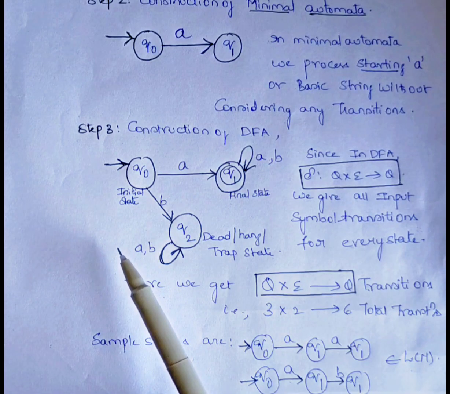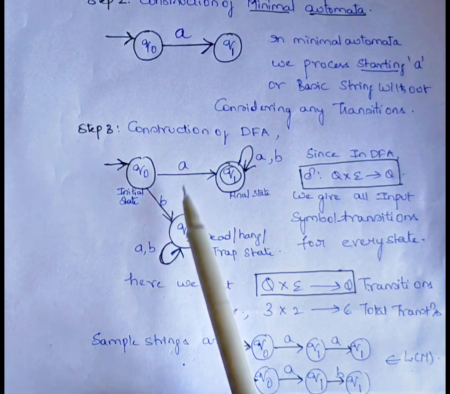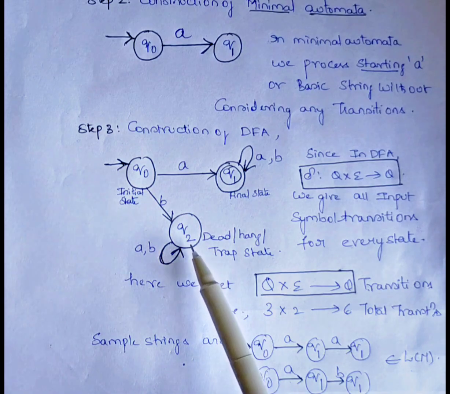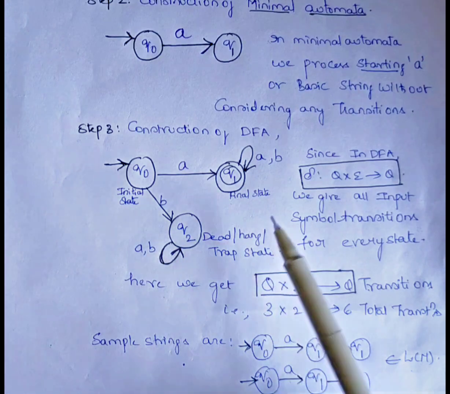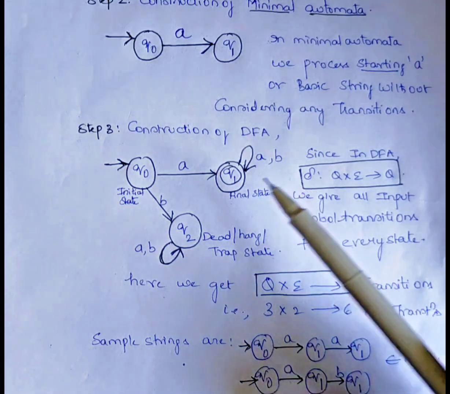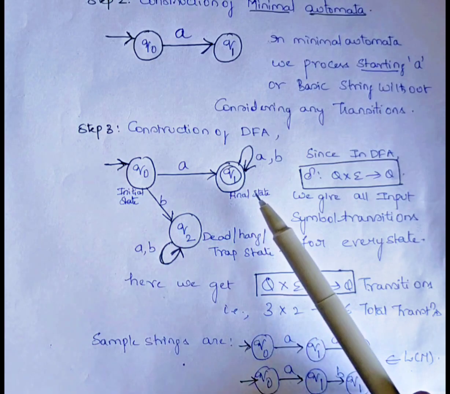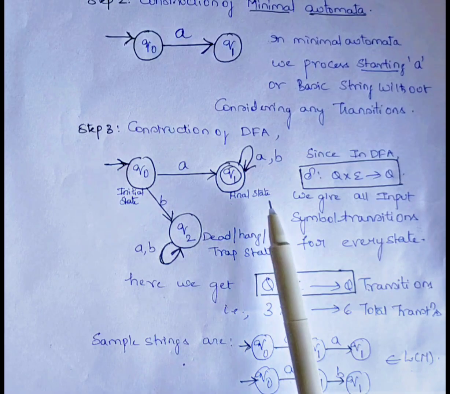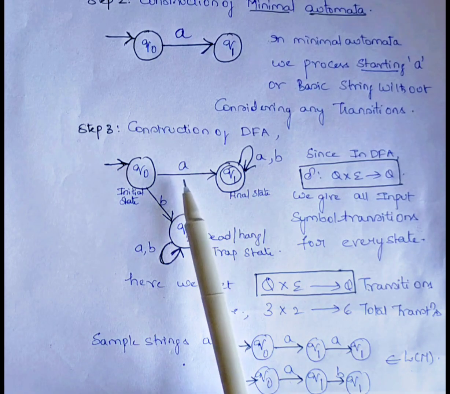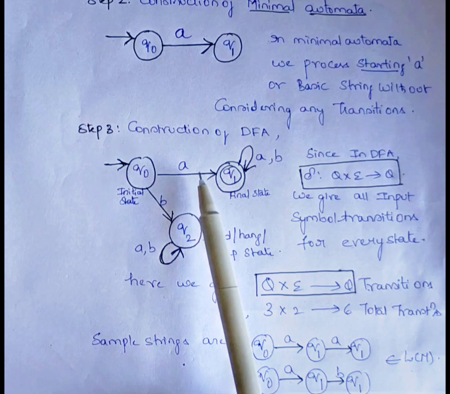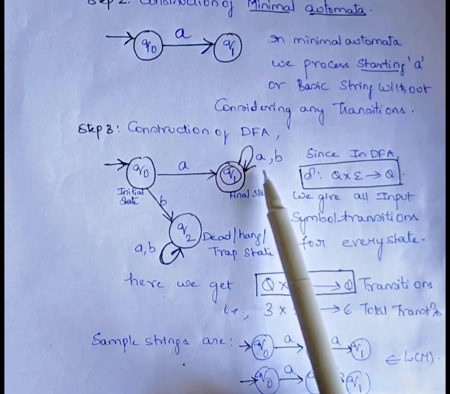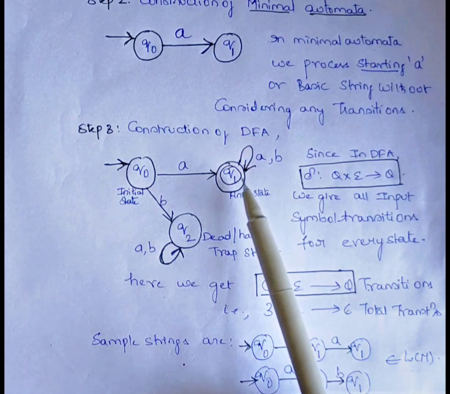Since the language is in the form of AW, the string should not start with B. Upon reading an input symbol B from the initial state Q0, it is directly connected to the hang state or a dead state, which is taken as Q2. Similarly, we have to give the transitions to the Q1 state and Q2 state. So Q1 upon reading an input symbol either A or B will remain in the same state Q1, because the string has a condition that it should begin with the symbol A. After this A, we can have any number of either A's or B's. So this transition is allowed, which is Q1 upon A or B remaining in the same state.